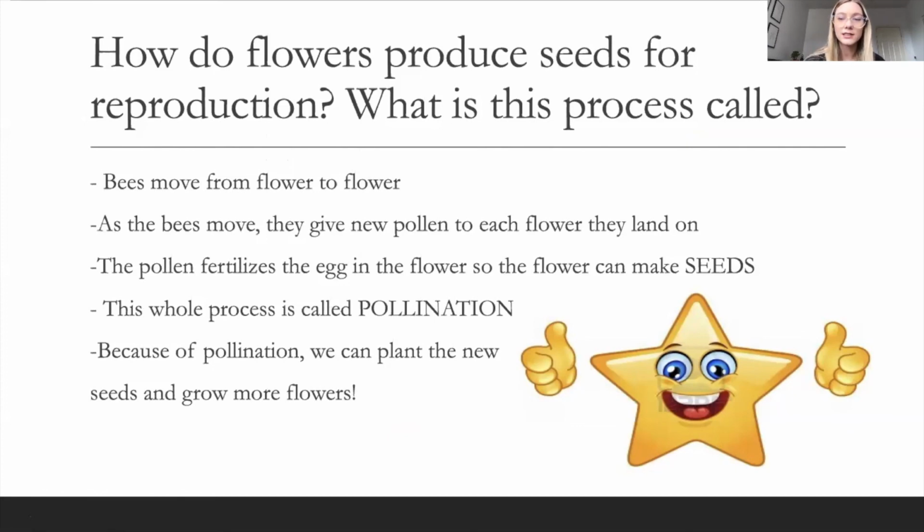This whole process is called pollination. And because of pollination, we can plant new seeds and grow more flowers.